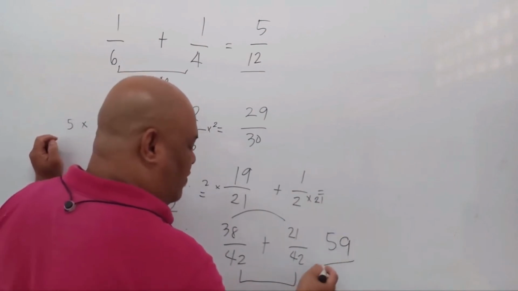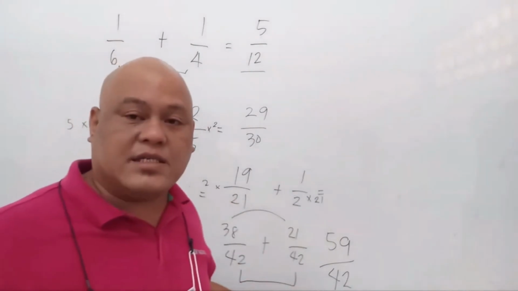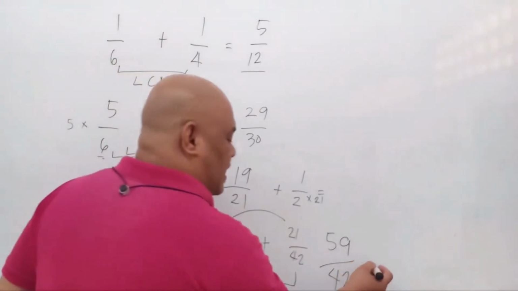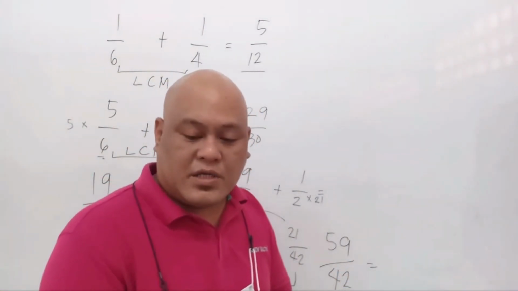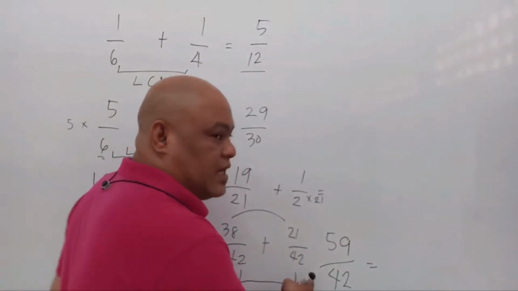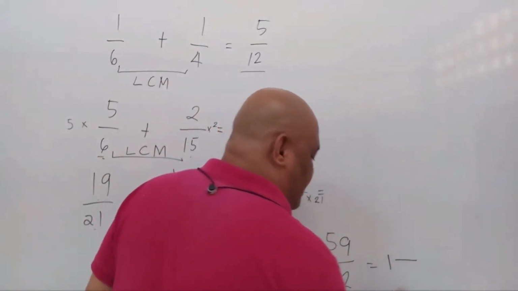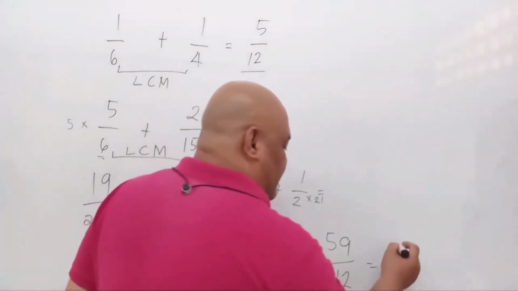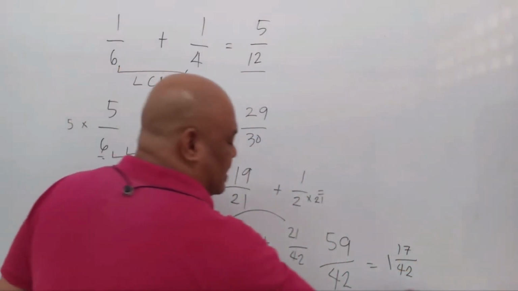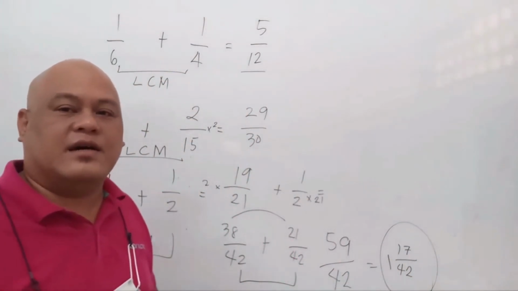So 59 over 42. And our fraction is an improper fraction. So you have to make it a mixed number. What you will do is convert this to a mixed number. So this one is 1 and 17 over 42. And the answer is this one. I hope you understand.